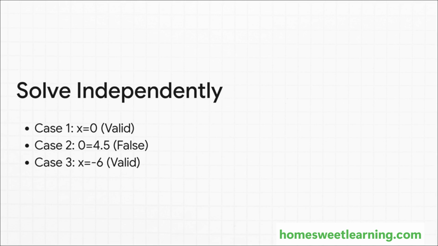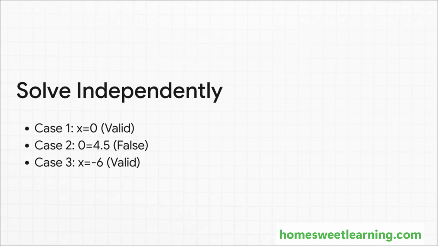Now, solving these in their own independent bubbles is super important. In case 1, the absolute value doesn't actually do anything, simplifying our equation to x equals 0. But wait, before we celebrate, we have to check our condition. Is 0 actually greater than negative 1.5? Yes, it is. It's valid. Moving to case 2, we end up with 0 equals 4.5. That's obviously false, so no solution there.